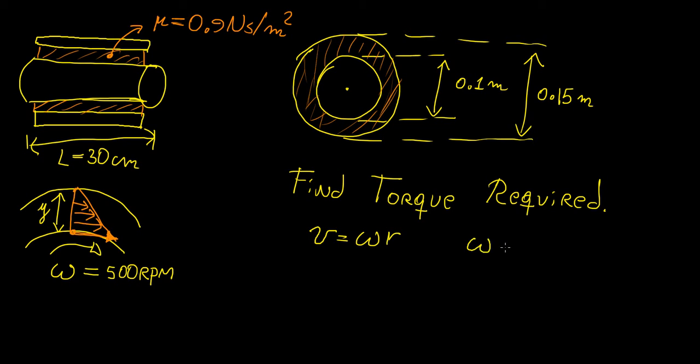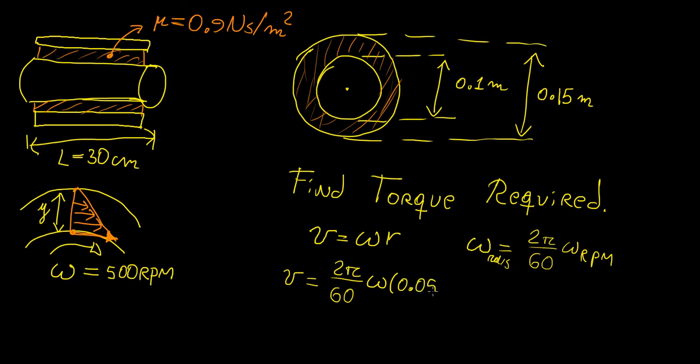So omega, if we wanted to convert it into radians per second, then we would take the original value in RPM and multiply it by 2 pi on 60. Alright, so that's the first step here. So we can write the following: V is equal to 2 pi on 60 times omega, as is given here. And then the radius is just going to be the radius of this shaft, which is half of this, so that's going to be 0.05 meters.